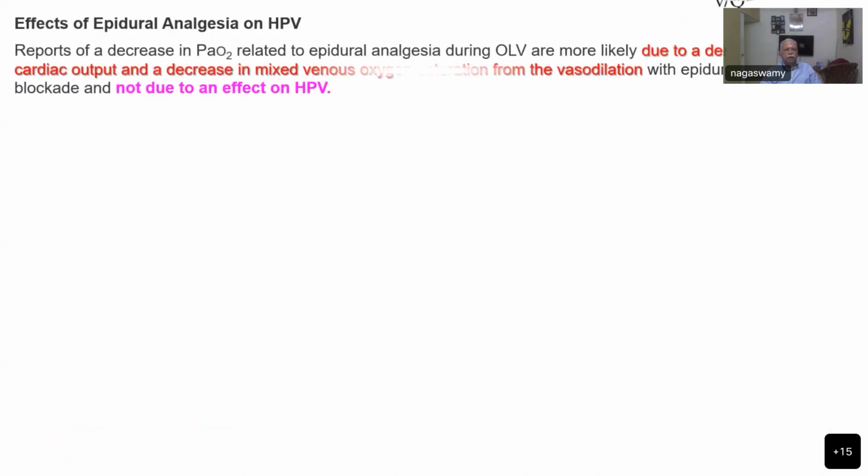And epidural analgesia, they initially thought it could affect the HPV, but it is due to decrease in cardiac output and decrease in mixed venous oxygen saturation, which is another contributing factor for the HPV, and not a direct effect like what is produced by the low oxygen levels.